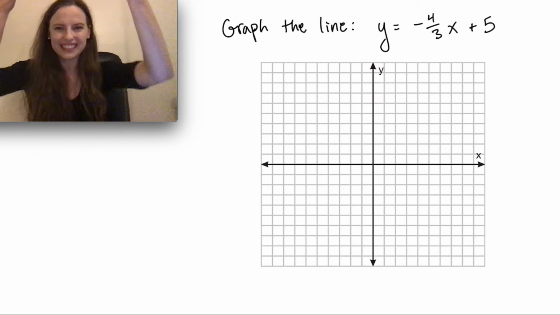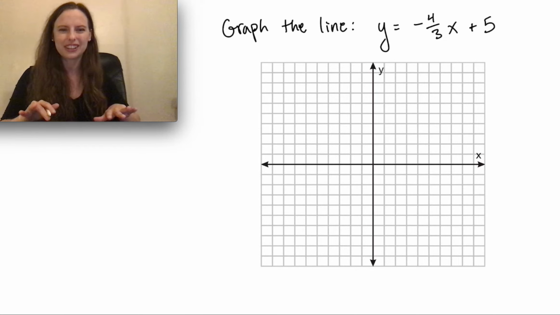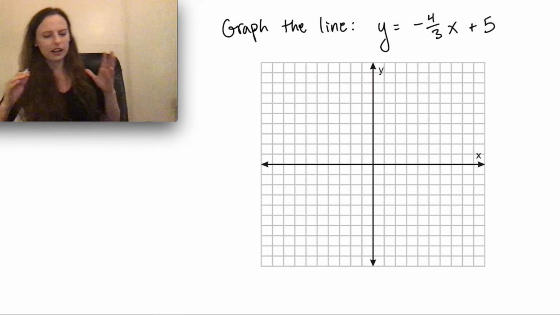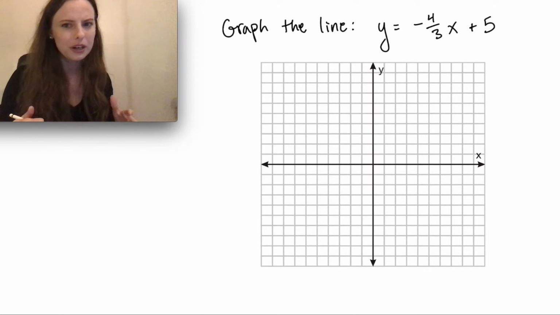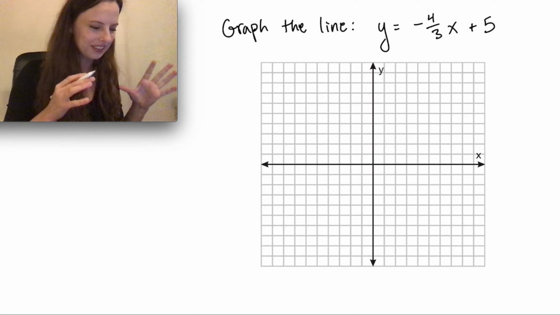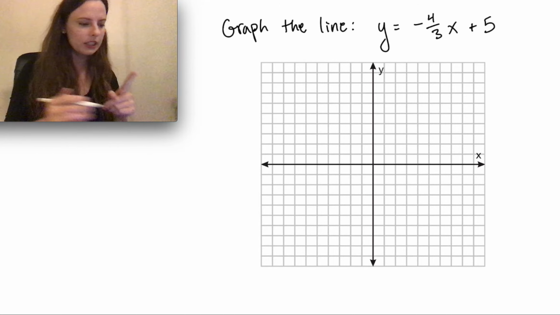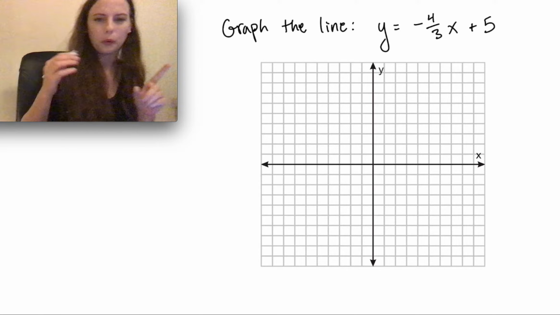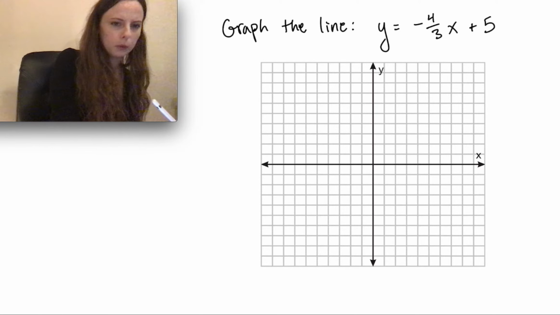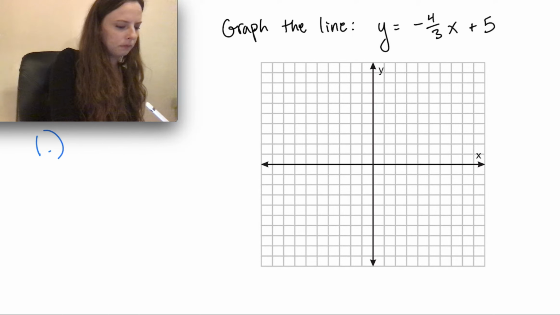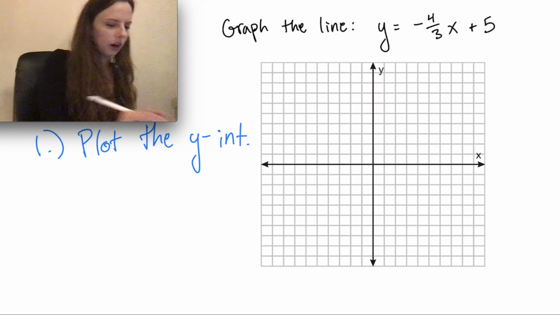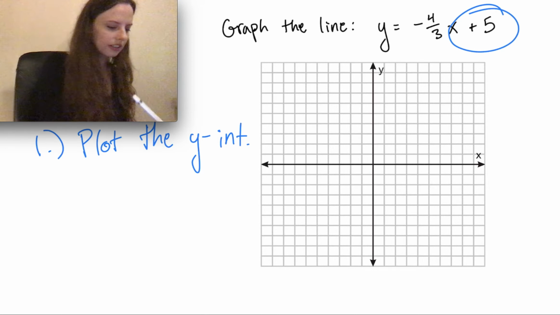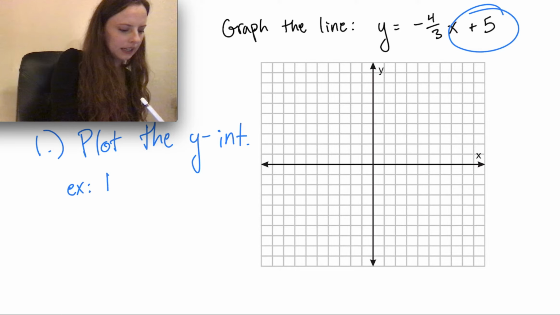What if we're given the equation and we have to create the graph? There's really a two-step process for graphing any line when it's given in slope-intercept form. The first thing you want to do is graph the y-intercept. So number 1, plot or graph the y-intercept. In this case, our y-intercept is 5. So, for example, b equals 5.